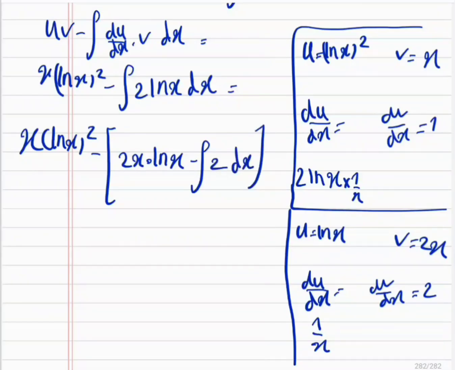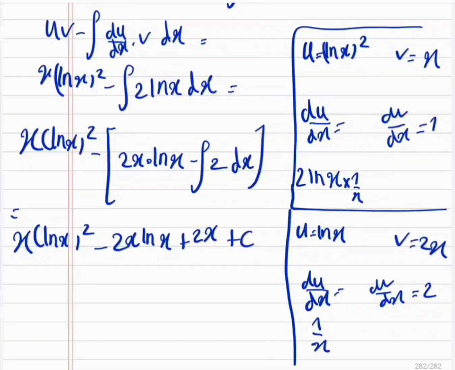And so now that we have this simple integration, we can just solve that. So we have x (ln x) squared minus 2x ln x, and then 2 integrates to 2x, so we have minus 2x, but with another minus, that makes that positive 2x plus c.